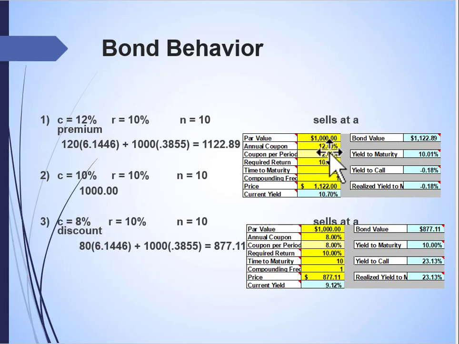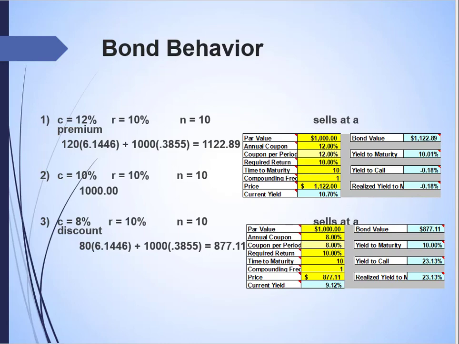If you change the coupon, if it was 8% instead of 12%, plug in the numbers, you would find it's worth $877. Now, you should play with these variables a little bit and see what happens when you change them, right? Again, what happens if we said that the required return goes from 10 to 7, what's going to happen to the value of these bonds? If the required return goes down, the price is going to go up.